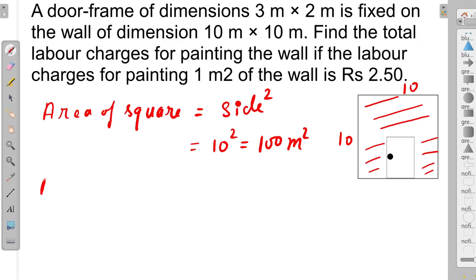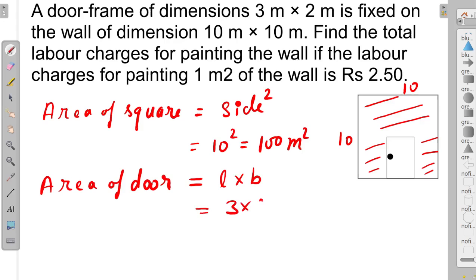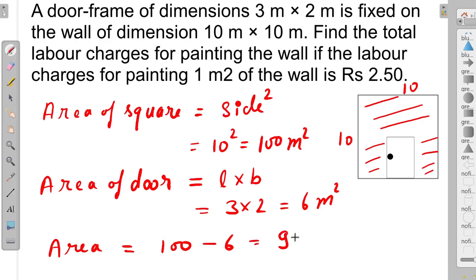Now the area of the door. The door is in rectangle shape. So we have to use the formula for the rectangle, that is length into breadth. Here the length is 3 meter and the breadth is 2 meter, so that is equal to 6 meter square. So the area required is 100 minus 6, that is equal to 94 meter square.